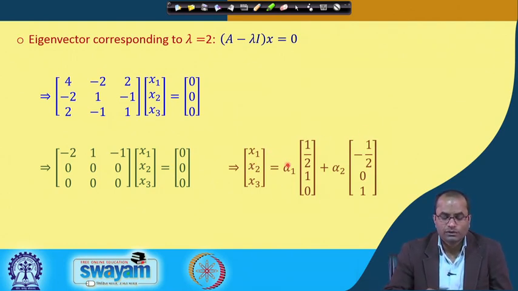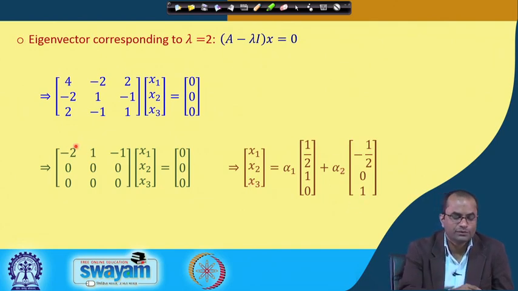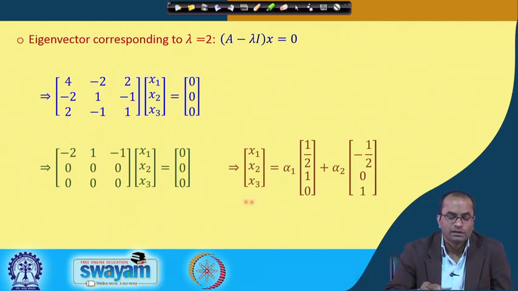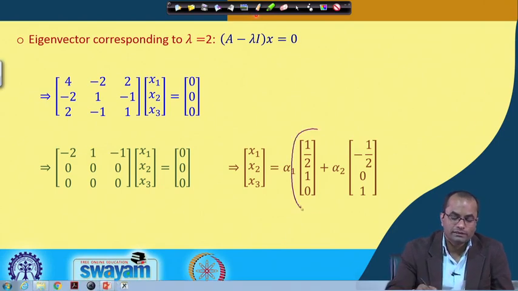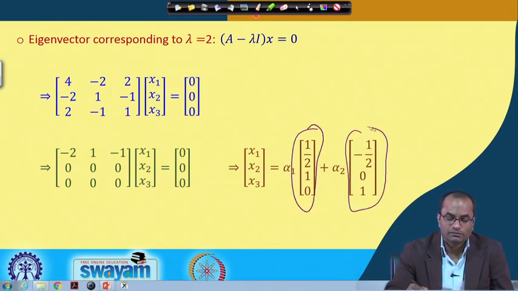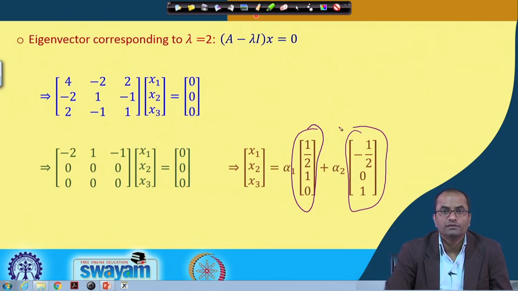So, here x2 is taken as alpha 1, x3 is taken as alpha 2, and then we have computed x1 from equation number 1. When we write in vector form, for alpha 1 we have half, 1, 0, and for alpha 2 we have minus half, 0, 1. So, we got these two linearly independent eigenvectors, and one can check that they are linearly independent.